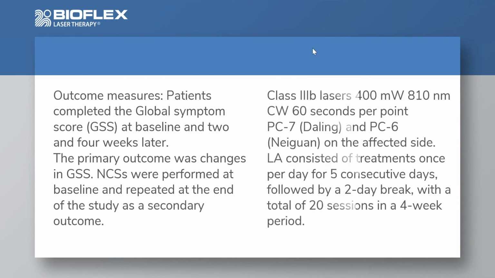They used class 3B lasers at 400 milliwatts. That's fairly high, class 3B laser at 810, so that's near infrared, 60 seconds per point. And specifically, they were treating 2 acupuncture points only, pericardium 7 and pericardium 6 on the affected side only. And these treatments were once a day for 5 consecutive days, followed by a 2-day break, with a total of 20 sessions over a 4-week period.